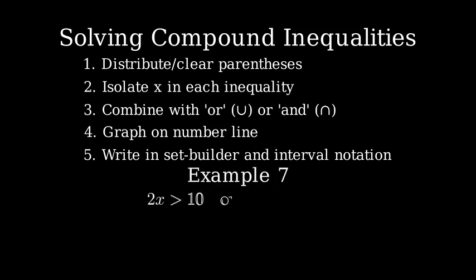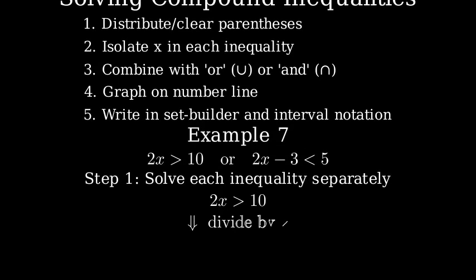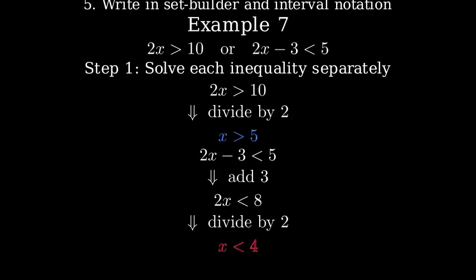Example 7. Solve the compound inequality: 2x is greater than 10 or 2x minus 3 is less than 5. First, let's solve each inequality separately. For 2x greater than 10, we divide both sides by 2 and get x greater than 5. For 2x minus 3 less than 5, we first add 3 to both sides to get 2x less than 8. Then we divide both sides by 2 to get x less than 4.